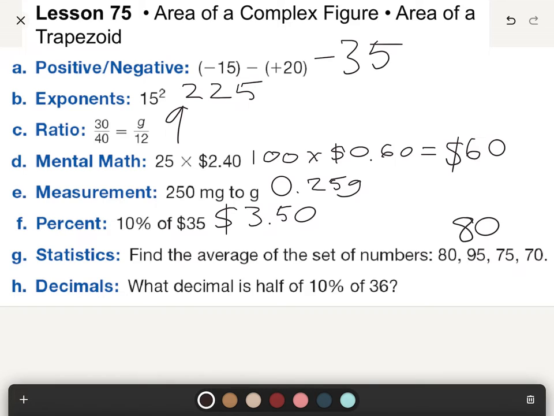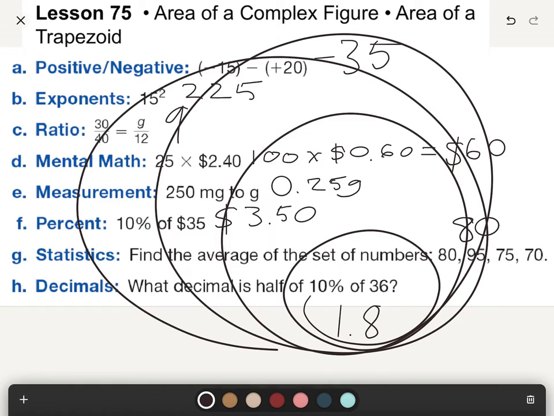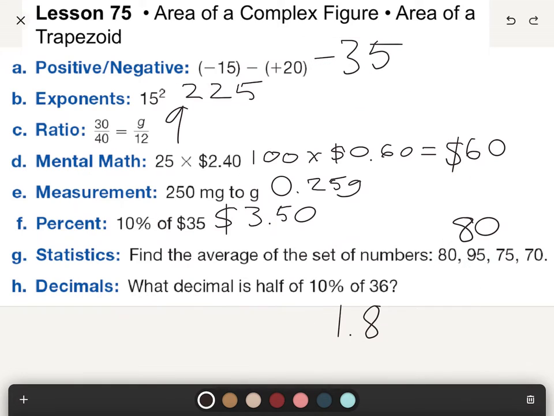Okay, and this also, we all know what 10% is, right? So which decimal is half of 10% of 36? So 10% of 36 is 3 6/10, or 3.6, and then we could divide that in half. I can think, 18 is half of 36, so 1 8/10 is half of 3 6/10. And that's our mental math.